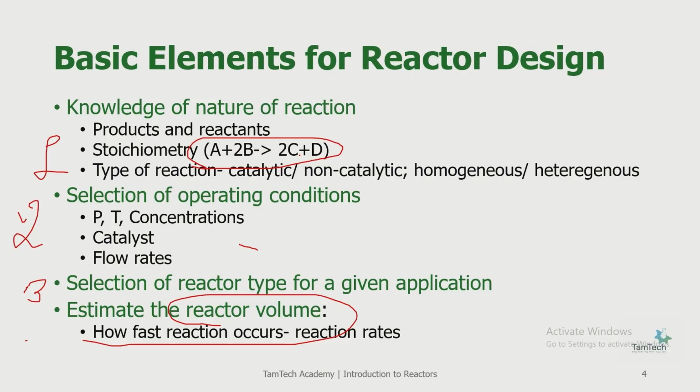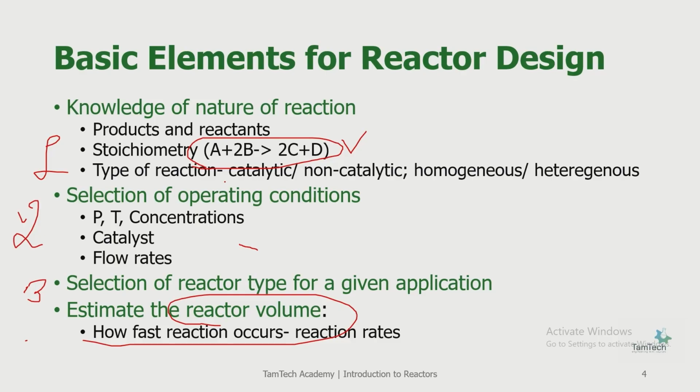Okay, you need to first of all identify what are your reactants and what are your products. Secondly, you need to know your stoichiometry, because your stoichiometry will help you identify your reaction rates during the design phase, and also to determine the nature of the reaction. Then the last one here is the type of reaction.